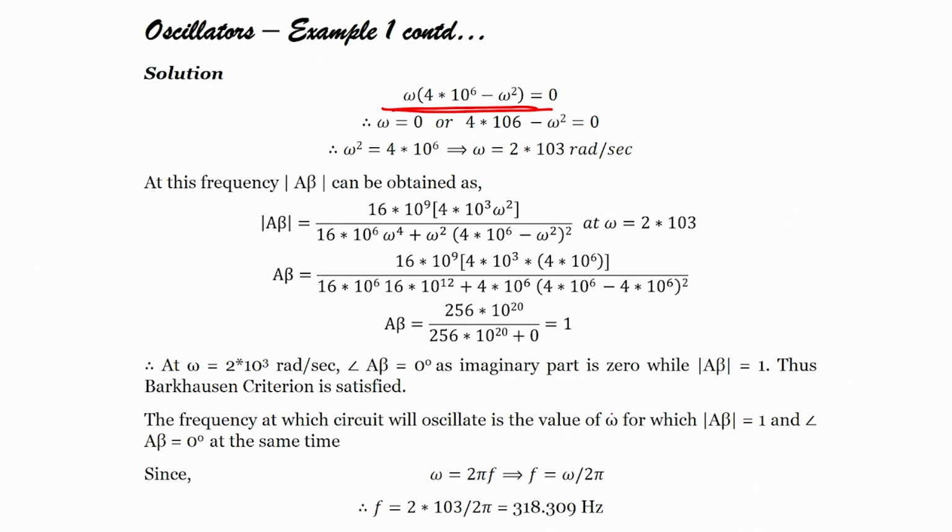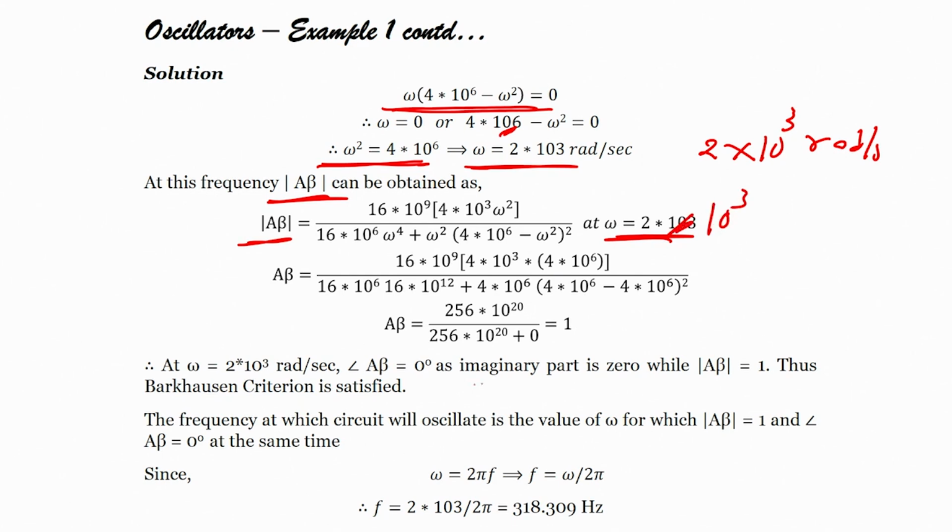So, we have written the imaginary part equals 0, omega equals 0, or 4 into 10 to the power 6 minus omega square equals 0, or omega square equals 4 into 10 to the power 6, or omega equals 2 into 10 to the power 3 radian per second. At this frequency A beta can be obtained as A into beta, we will multiply at this value which is 10 to the power 3. Then we will have A beta equal to 1.